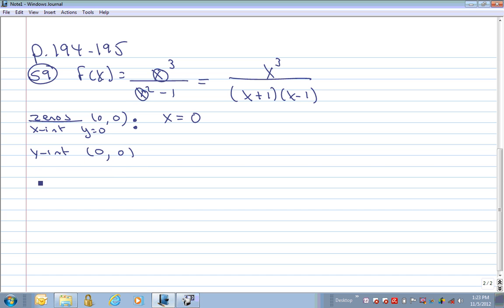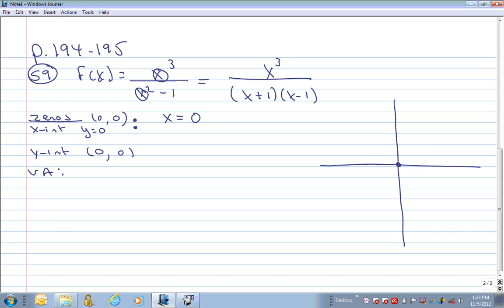The next thing we're going to look at is vertical asymptotes. I'm going to go ahead and graph as we go. On your test, you'll actually have a grid, but I'm going to go ahead and sketch as we go. Since we know our x and y-intercepts at (0, 0), we might as well put a point there. All right, and that's all we really know so far.